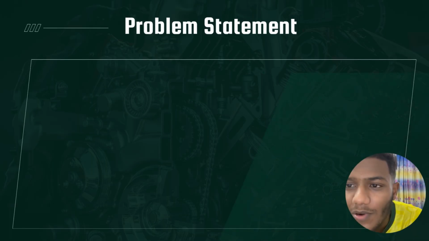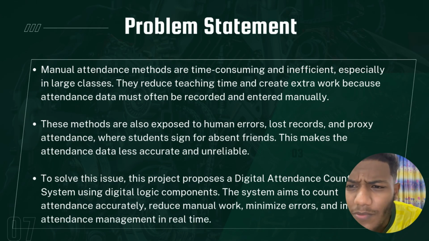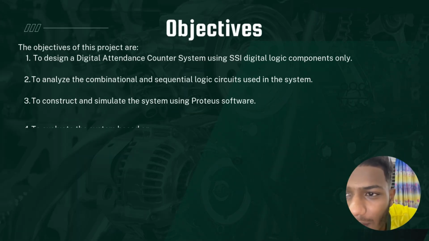Now I'll explain the problem statement for our project. The main problem is that traditional attendance methods such as roll call and paper signing sheets are not efficient, especially in large classes. So this is the problem statement. Now I will continue with the objectives.